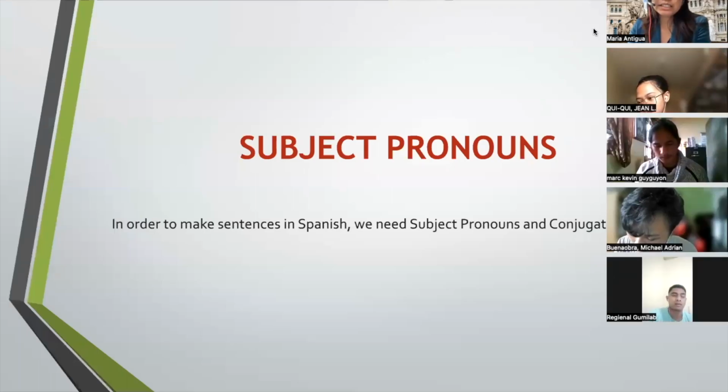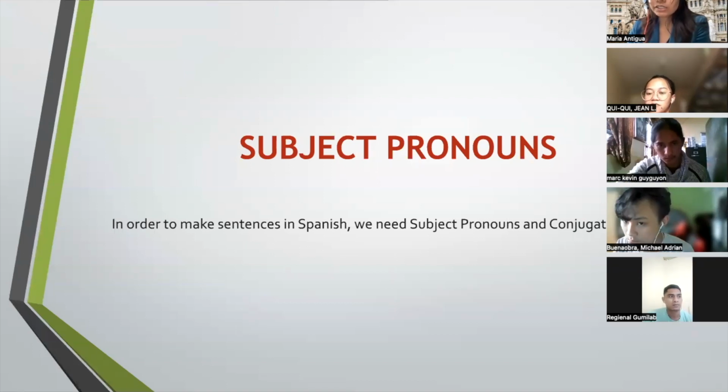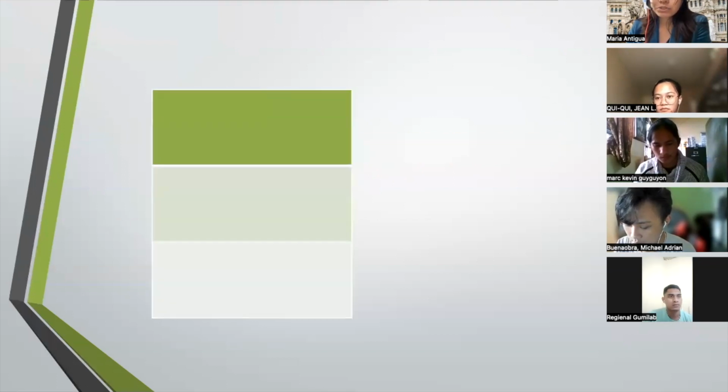Okay, so again, it's important for us to learn subject pronouns because this would enable us to make sentences in Spanish, as well as when we learn the conjugation of verbs. Conjugated verbs and subject pronouns are important, no? Let's proceed to pronouns first.